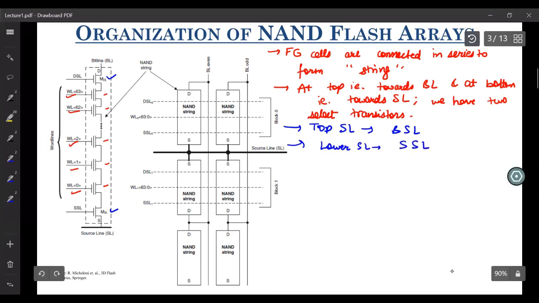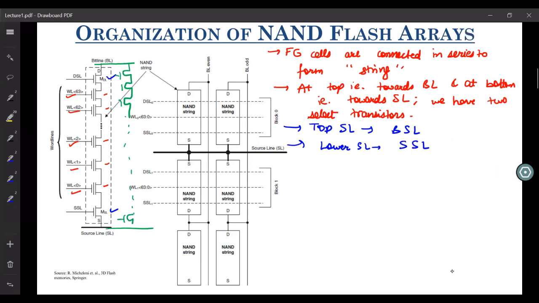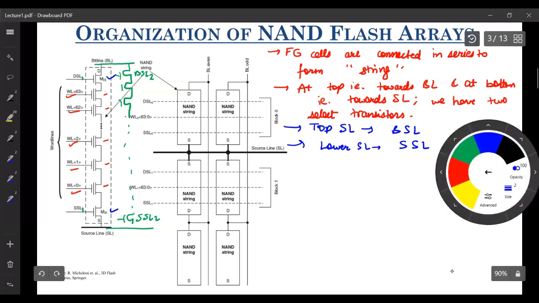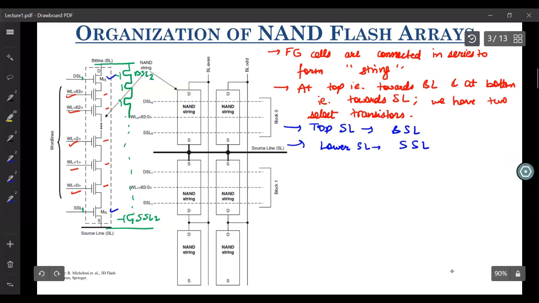So what is the role of these? In NAND flash memories, this bit line is shared between different strings. So you have that string, and you'll have another string like this. The source line is also shared. So this is SL, let's say this is SSL1, this is DSL1, and you'll have DSL2 and SSL2, and these are shared between the bit lines and the source lines. Now, if you want to uniquely select one string, you just turn on these transistors.